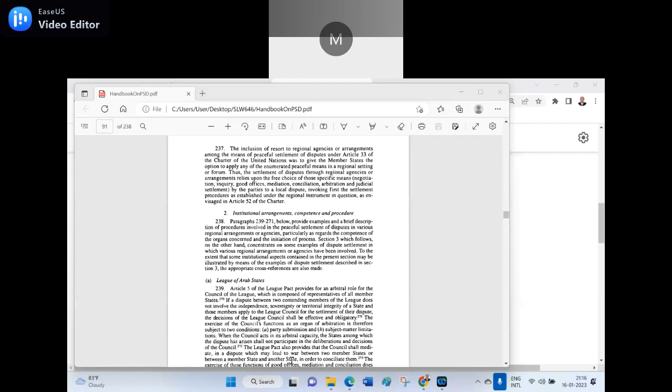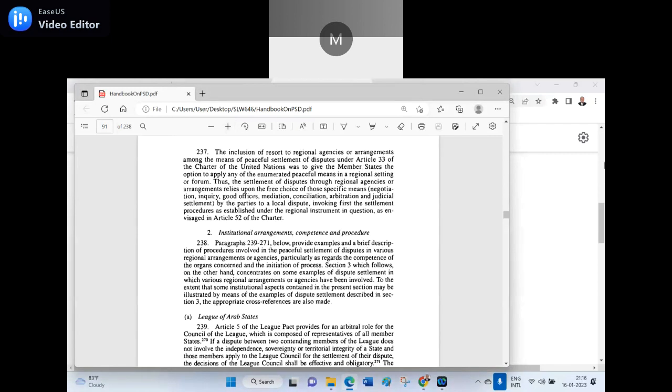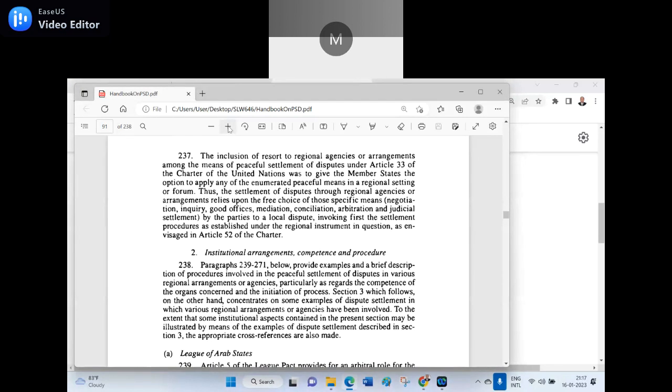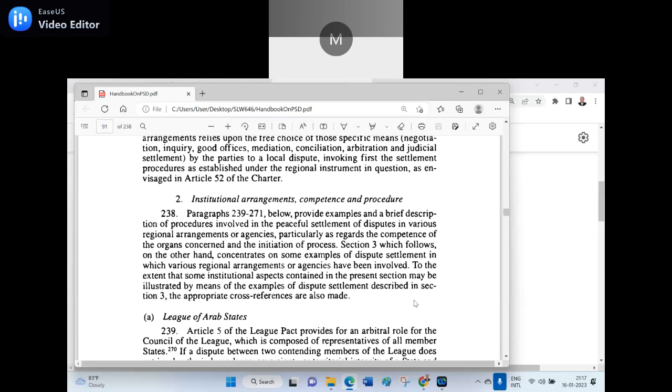If you happen to see here, which I am highlighting because I don't know whether you could see it or not, I would like to magnify it so that you could see it. And I already posted this to your email just now. So, if you happen to see the institutional arrangement, competence, and procedure, we need not worry about the paragraphs and other things.